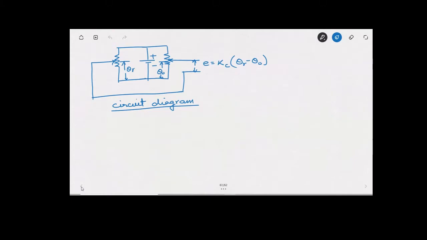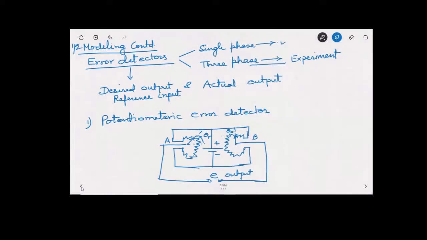So if you see this, these are connected. This is connected to the input shaft, and this is connected to the output shaft, like in the case of a motor and load. So you have a motor and the load. So this is connected to the load.